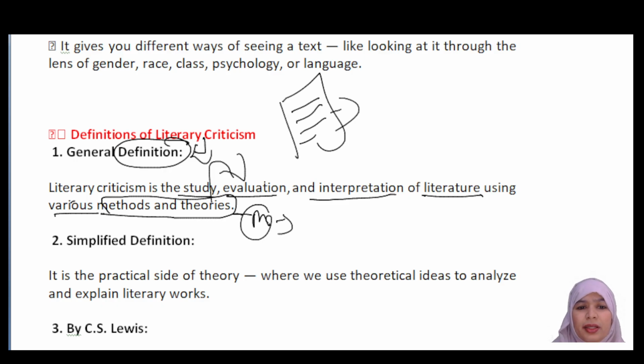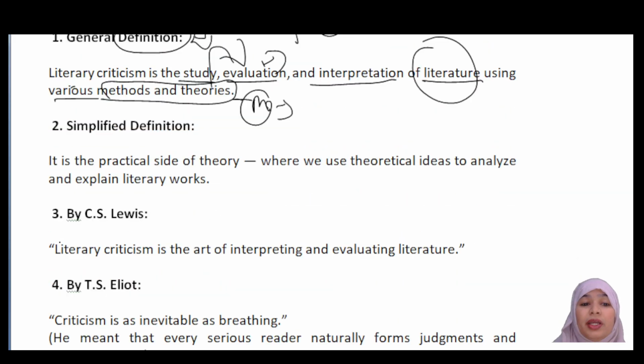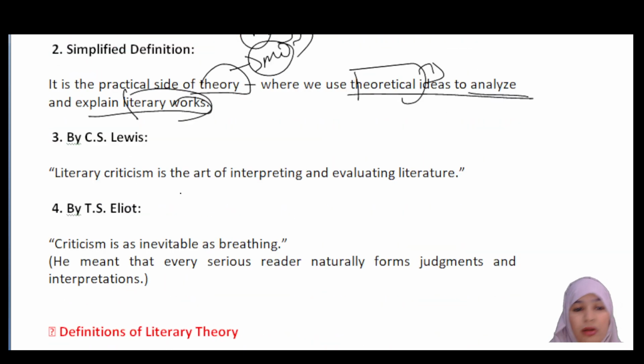How? Getting my point? First, you undertake an evaluation from the Marxist view. In whichever scenes the Marxist point is highlighted, you undertake your own analysis, interpreted properly, of the literature using various methods. Yes, and next, a simplified definition. It is the practical side of a theory, where we use the theoretical ideas to analyze and explain literary theory. Holding one theory, any type of theory, types of literary criticism, you start to give your own theoretical ideas to analyze and explain literary works. That is what is called literary criticism.